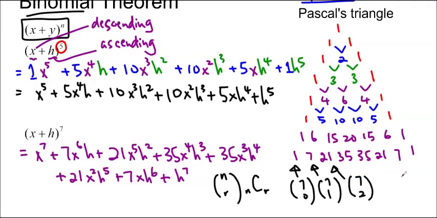If you're not really sure what I'm talking about, that's okay. You can always create your own Pascal's triangle and just write it all out. And it doesn't take that much time, and it definitely is better than just expanding each one as we go and trying to multiply x plus h by itself 7 times.